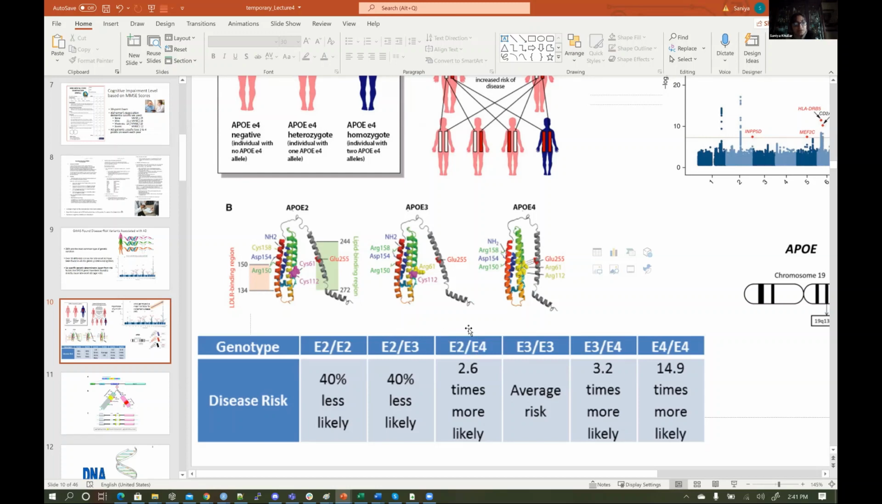But if you have E2 and E4, well, what do you guys think is most responsible? Which one seems like the worst version to have? If you had to rank them. Double E4. Yes. If you have both versions, you're 14.9 times more likely to have Alzheimer's disease.